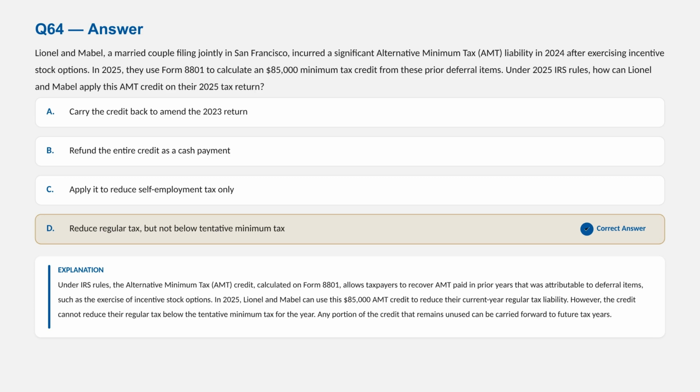Under IRS rules, the alternative minimum tax credit calculated on Form 8801 allows taxpayers to recover AMT paid in prior years that was attributable to deferral items such as the exercise of incentive stock options. In 2025, Lionel and Mabel can use this $85,000 AMT credit to reduce their current year regular tax liability. However, the credit cannot reduce their regular tax below the tentative minimum tax for the year. Any portion of the credit that remains unused can be carried forward to future tax years. Great. Now let's move to our next question.